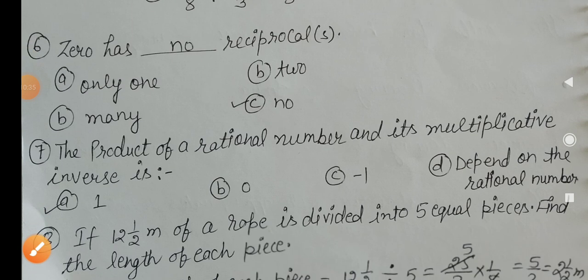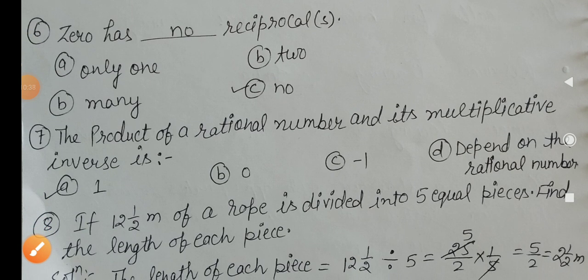Now student, the next question is a MCQ based question. 0 has dash reciprocal. So 0 has no reciprocal. Did you know this? What is the meaning of reciprocal here?